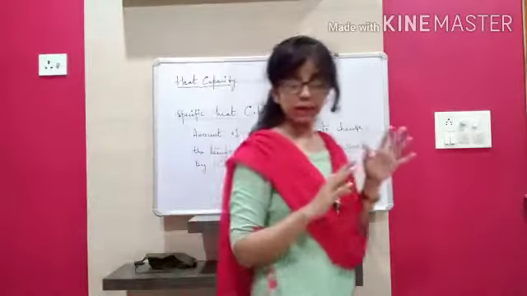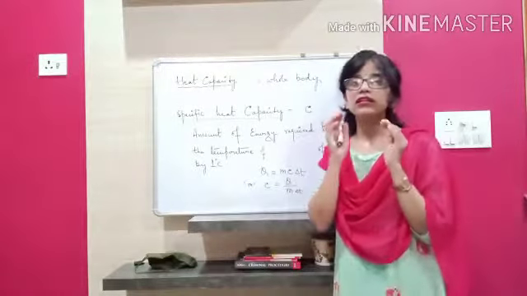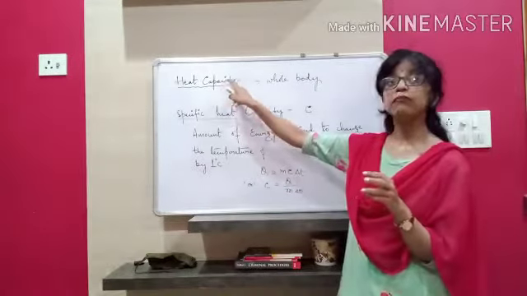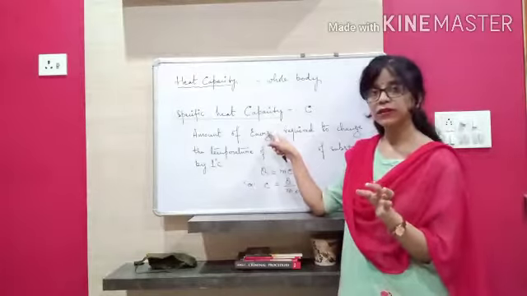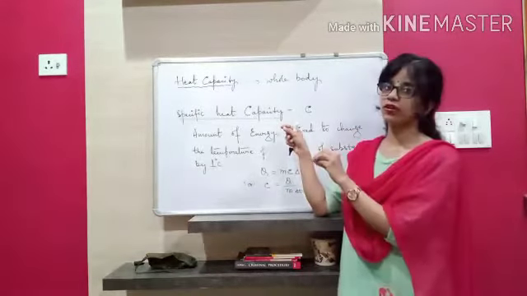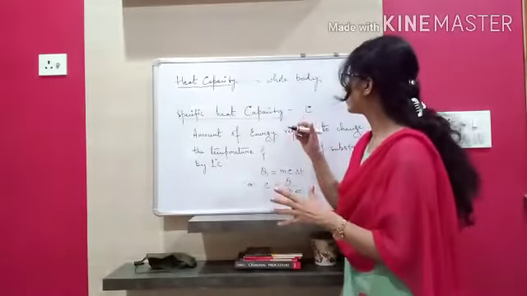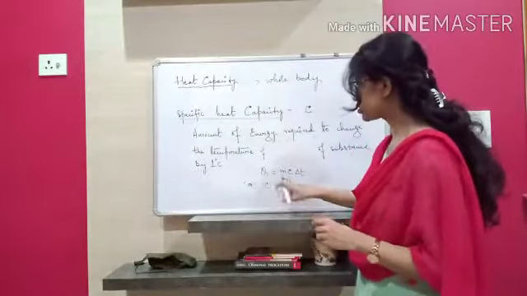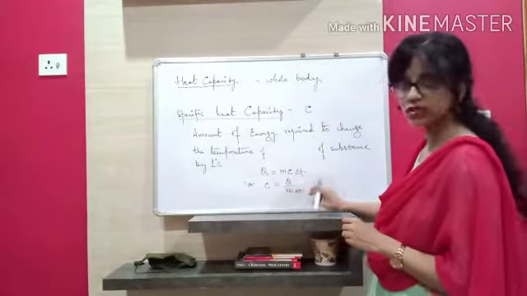Now the definition is somewhat similar: heat capacity is the energy required to change the temperature of a body, and specific heat capacity is the energy required to change the temperature of the unit mass of the body by 1 degree Celsius. I hope you know the definition. And by the way, according to the definition, for specific heat, Q is equal to mc delta T, and then c is Q upon m into delta T.